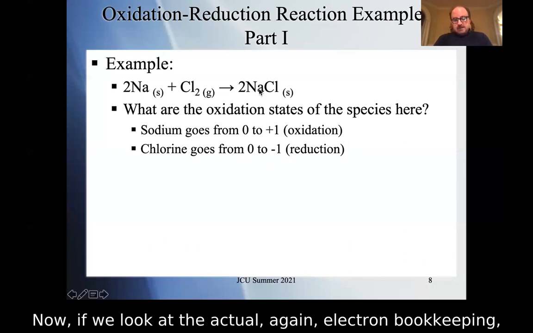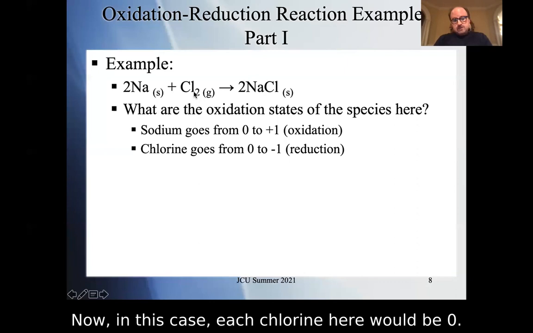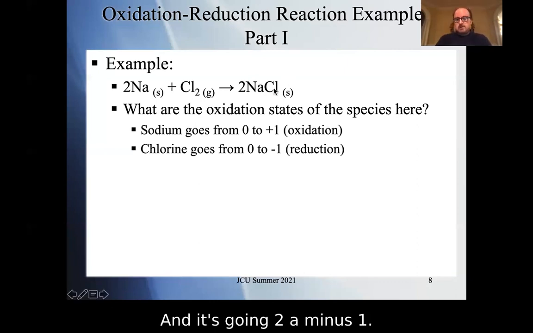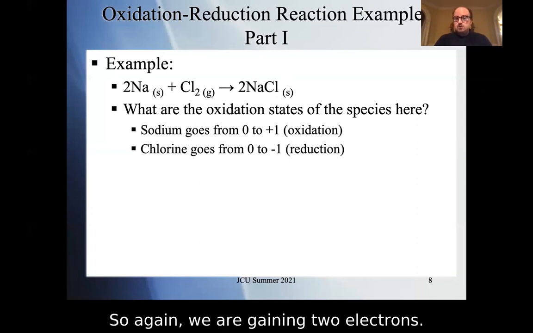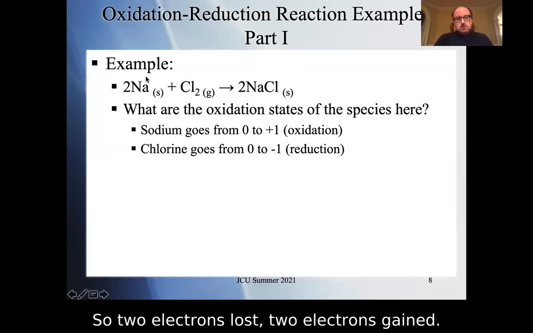Now, if we look at the actual, again, electron bookkeeping, we have 2 moles of sodium, and each sodium loses 1 electron, right? It goes from 0 to +1, and that would be for 2 moles. So that would be 2 electrons. Now, in this case, each chlorine here would be 0, and it's going to a -1. So again, we are gaining 2 electrons. So 0, and in this case, a total of -2 between the 2 chlorines. So 2 electrons lost, 2 electrons gained, right?